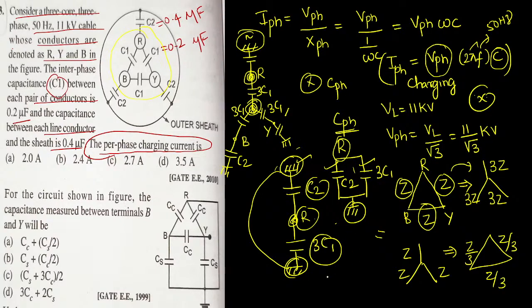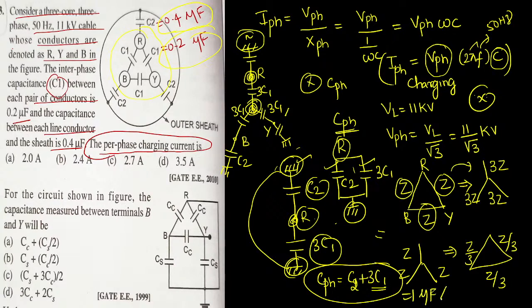So what will the per phase capacitance be? Finally, the per phase capacitor will become C2 plus 3 times C1. Wow, we found the answer. The values of C2 and C1 are already given in the question, sir. C2 is 0.4 microfarad, C1 is 0.2 microfarad. Substitute this: for C1, 0.2, 3 times 0.2 becomes 0.6. 0.6 plus 0.4 becomes 1 microfarad. Finally we got the value of the per phase capacitor. That's all. Now reduce it and put the answer.